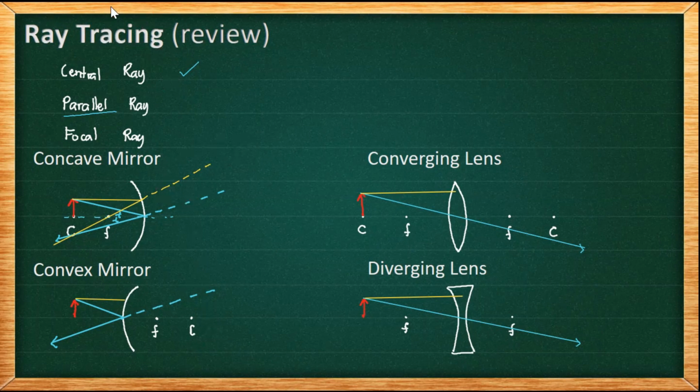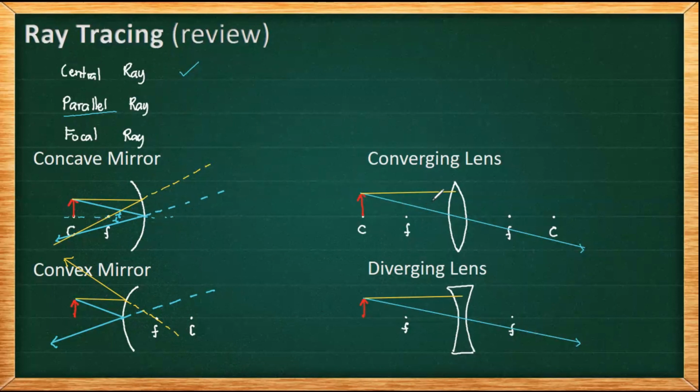For the convex mirror, the focal point is located on the other side of the mirror. So it's as if it's from that focal point, and it will be reflected like this. The real rays here will not hit the focal point, just in a similar way as with the concave mirror, but the real ray here would seem to come from this direction.